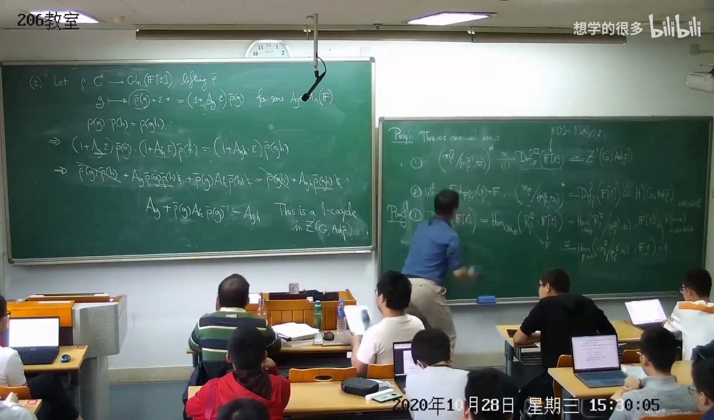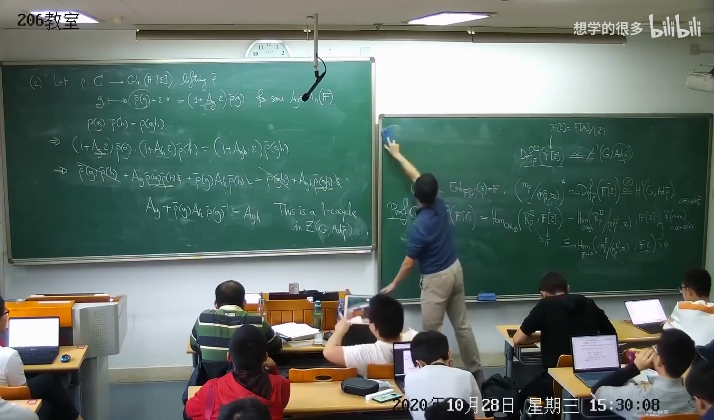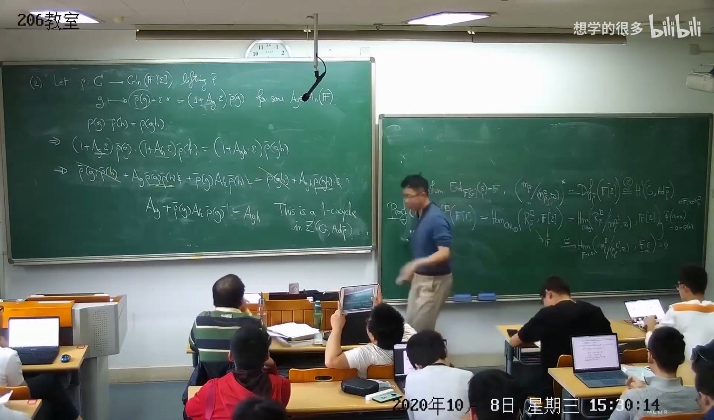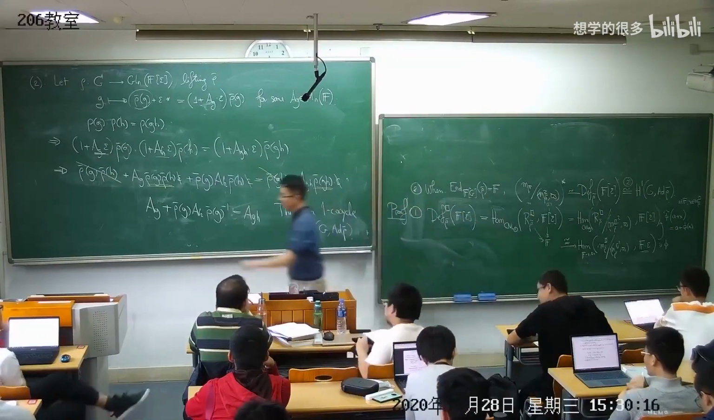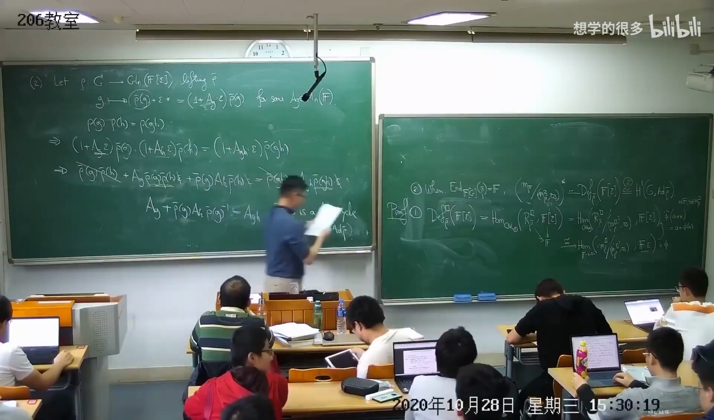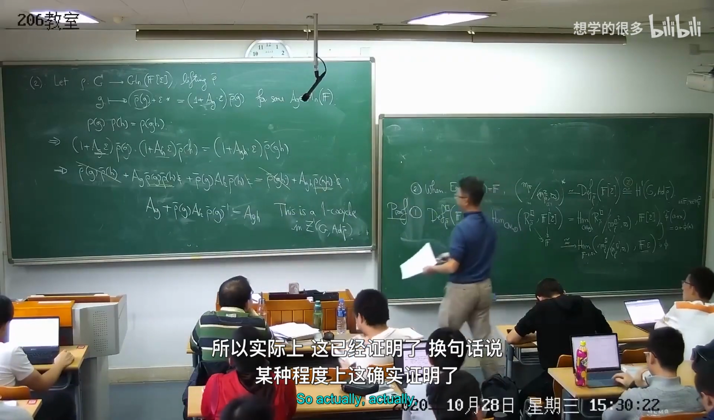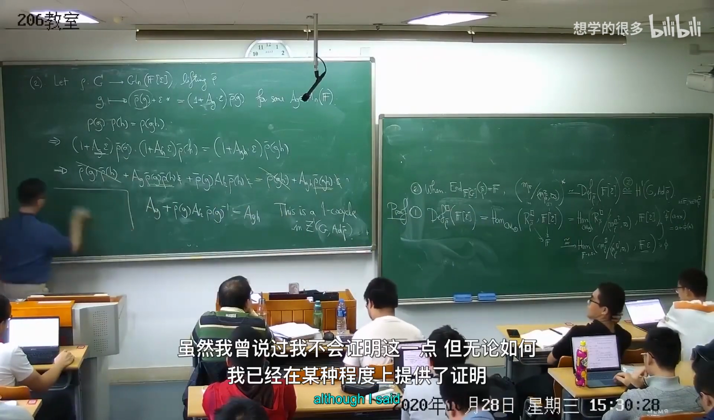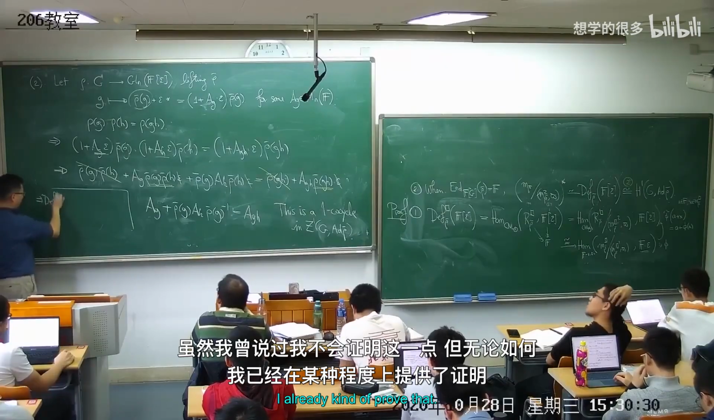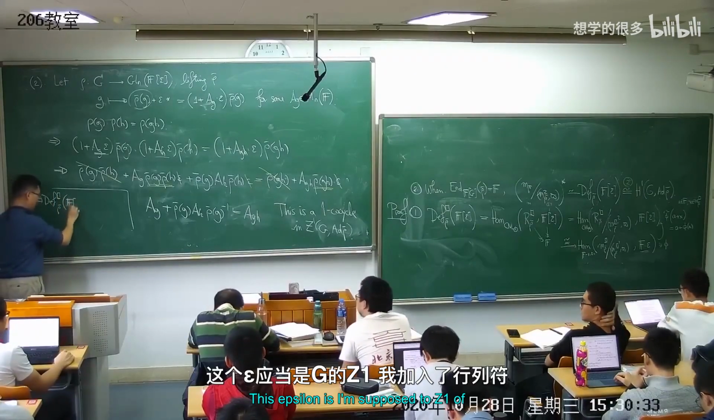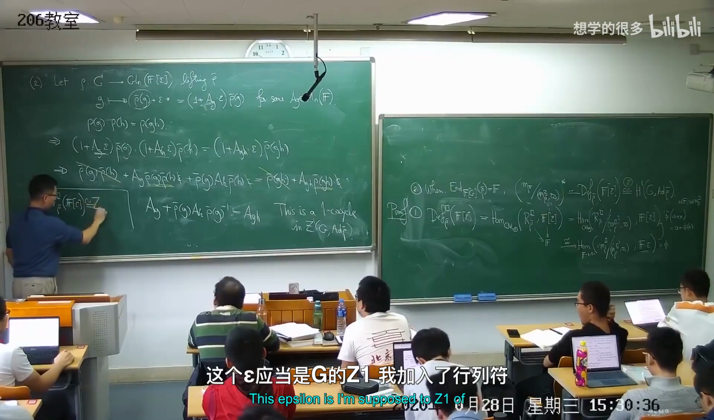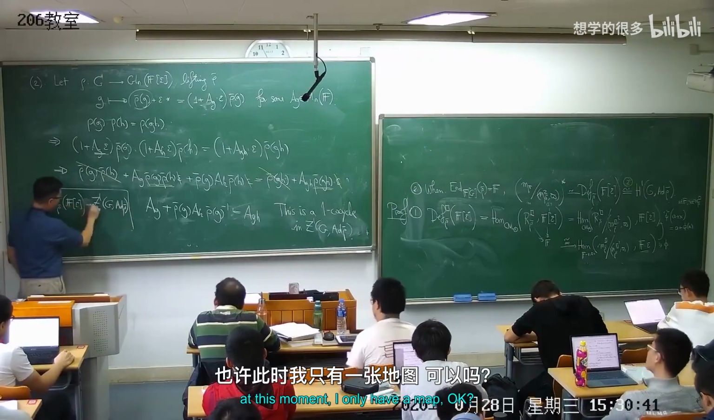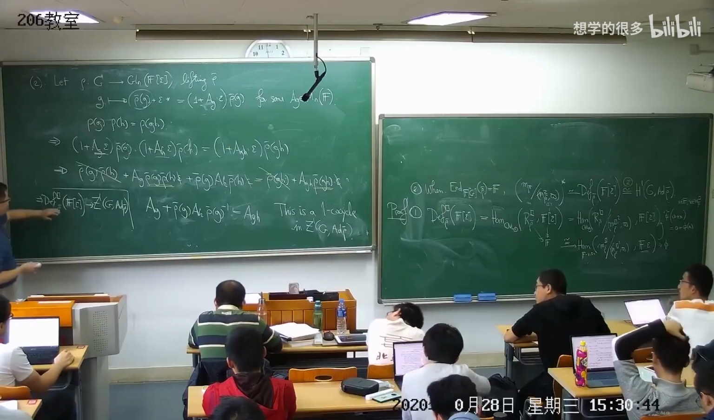So let's erase the top part. Actually, this already proves that, although I said I wasn't going to prove it, I already kind of proved that this epsilon is isomorphic to Z1 of G adjoint rho bar. Maybe at this moment I only have a map from this deformation to this. But you can go backwards.